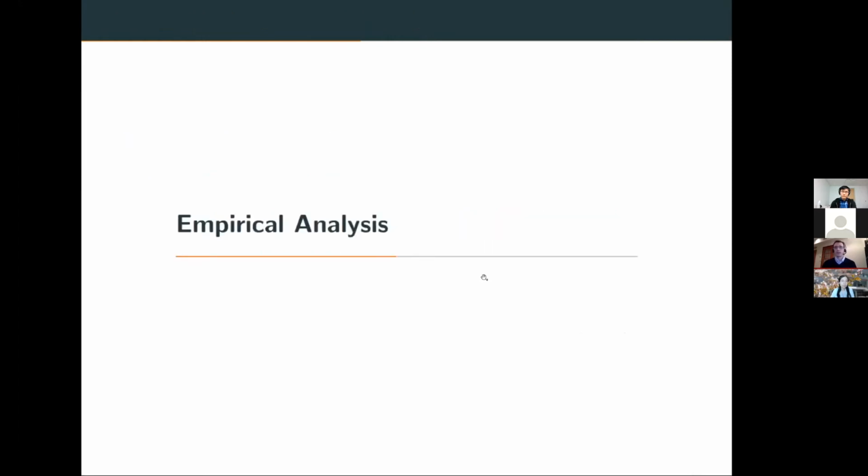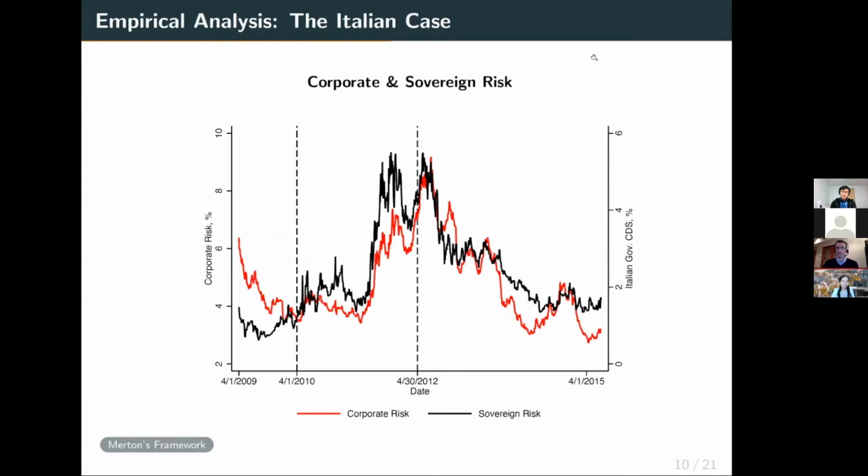So let me jump directly to the empirical analysis unless there is a question. Okay, so the first, as I said, I'm going to use Italy as a case study during the last European debt crisis. And the first thing that I need to do is to construct a measure of corporate risk. And you will see, because of the type of high frequency identification strategy that I'm going to follow, I need to rely on or construct a high frequency measure of corporate risk.